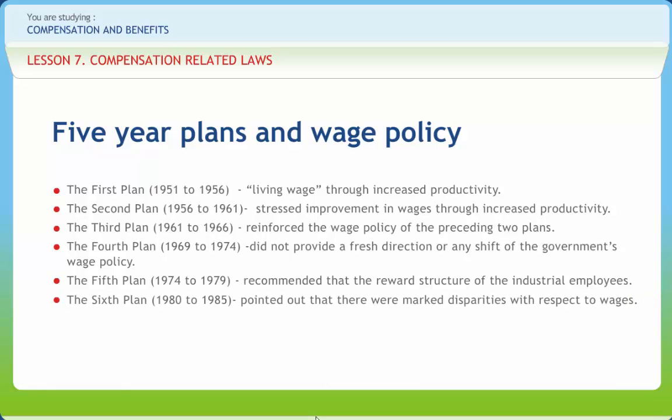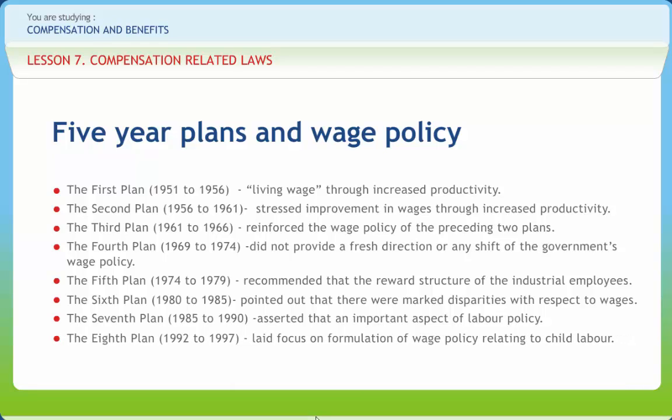The sixth plan, 1980 to 1985, pointed out that there were marked disparities with respect to wages between the organized and unorganized and urban and rural sectors. The seventh plan, 1985 to 1990, asserted that an important aspect of labor policy related to the formulation of an appropriate wage policy. The eighth plan, 1992 to 1997, laid focus on formulation of wage policy relating to child labor, bonded labor, rural labor, women labor, and interstate migrant labor.